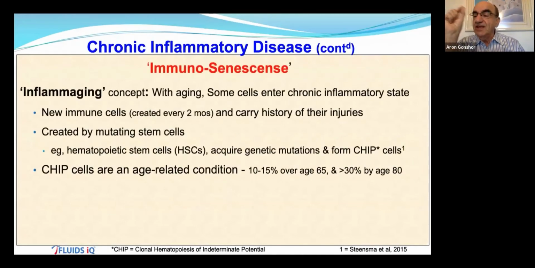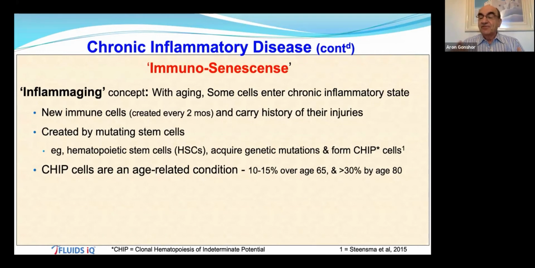And so what you need to understand is that there is something which we're beginning to now discover in much more detail. And that is something that we call immunosenescence, otherwise known as inflammaging. As we age, we change the way in which we can handle inflammation. In fact, what we're beginning to understand is that some cells enter into a chronic inflammatory state. New immune cells, we know, are created every 1 to 2 months, constantly turning over. But some of those immune cells are carrying the history of the injuries that have happened earlier in life. And they create what we now know to be mutating or mutated stem cells.